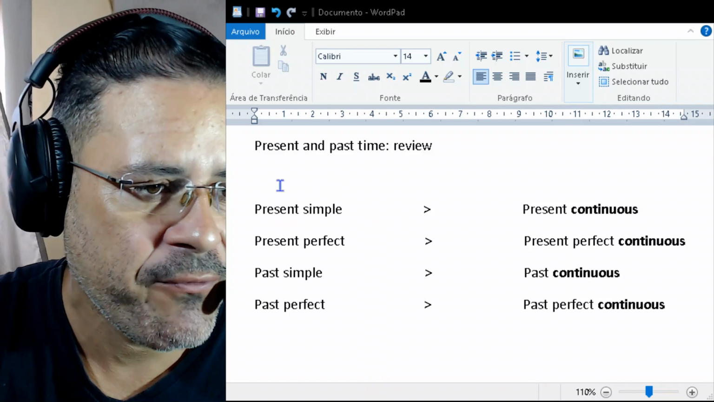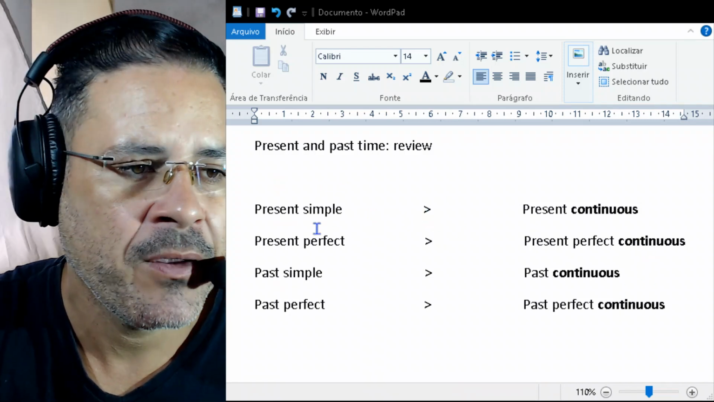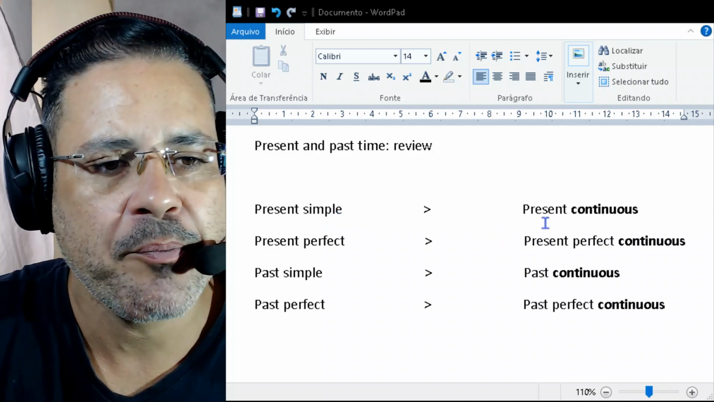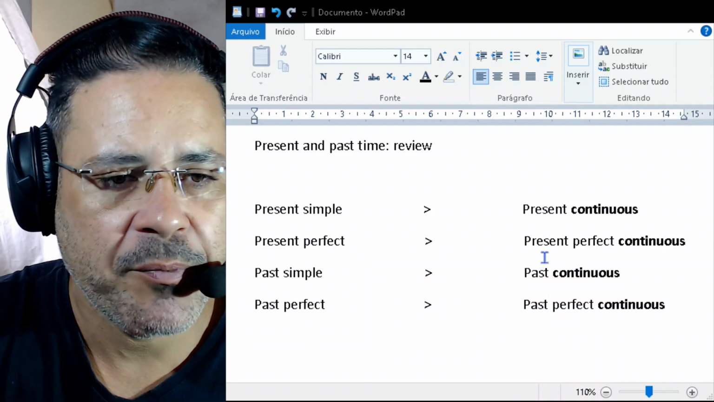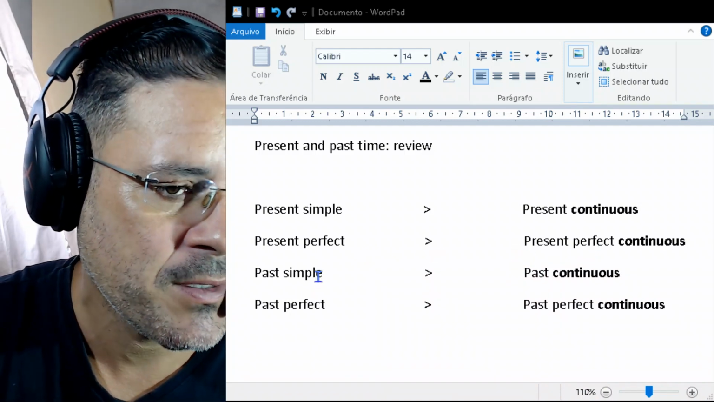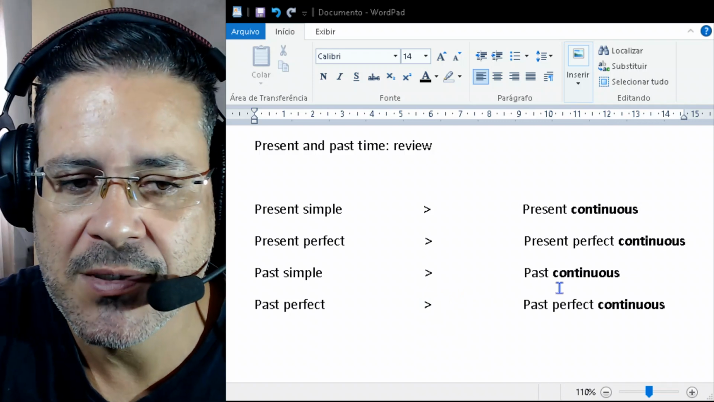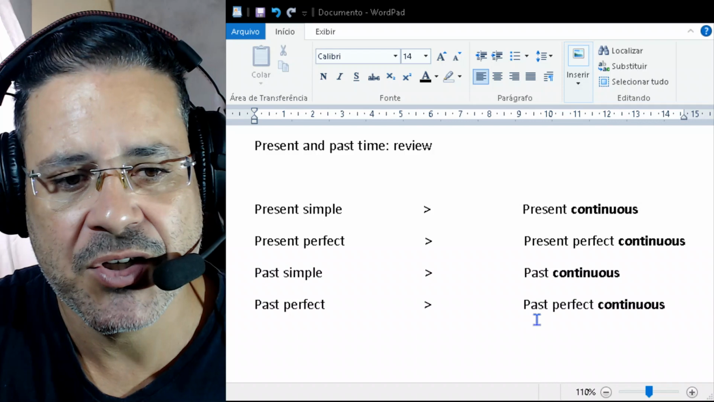And for each of these we have its corresponding continuous forms. For example, for the present simple we've got the present continuous. For the present perfect we've got the present perfect continuous. And for the past simple we've got the past continuous. And for the past perfect we've got the past perfect continuous.